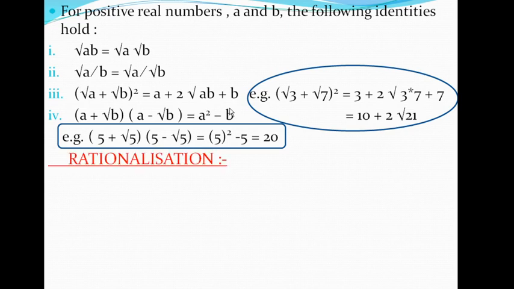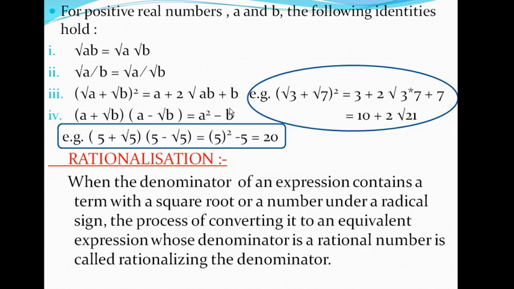Okay. Next, rationalization. What is the concept of rationalization? Have a look over the definition. When the denominator of an expression contains a term with a square root or a number under a radical sign. What is a radical sign? This one, under root. This under root sign is called the radical sign. The process of converting it to an equivalent expression whose denominator is a rational number is called rationalizing the denominator.